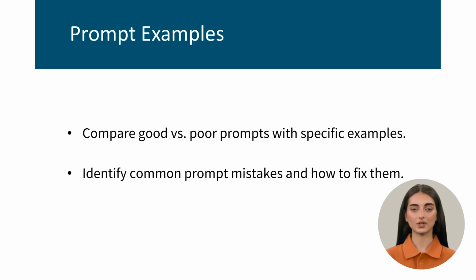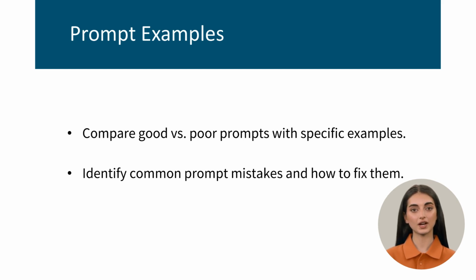Now let's look at some real-world examples of how to craft effective ChatGPT prompts. First, let's compare good versus poor prompts. A vague prompt like, "Tell me about city planning," might generate a broad, unfocused answer. A more effective prompt would be, "What are 3 key strategies for improving walkability in a mid-sized city?" This version is specific, clear, and actionable.